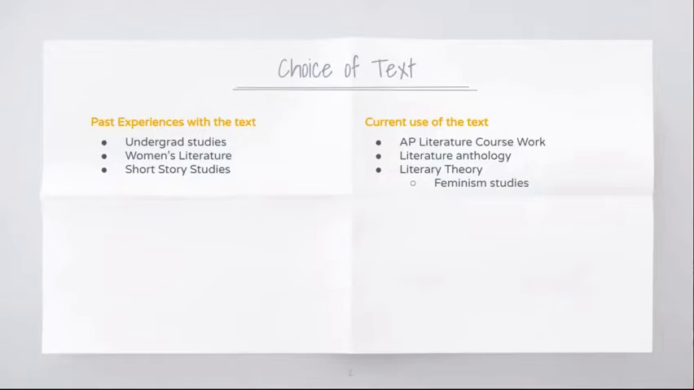First kind of place where I started my research when I sat down to really think about what text I wanted to choose for my final project for this course. Honestly, I had just started thinking about tackling the yellow wallpaper in my AP literature class with my high school students. My past experiences with the text, of course, as an undergraduate, studied in my women's literature course. It was a short story that I had perused and attempted to study as an undergraduate several times. And so it was always a text that offered so many layers of meaning for me.